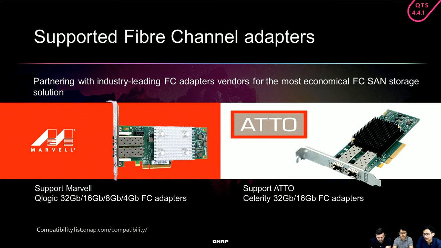And then it's an adapter with support in 4.4.1. You can buy the Marvel or Auto just on Amazon and anywhere you want to buy, and just plug in our NAS with support. We have compatibility, you just plug in. It's very convenient for the user.